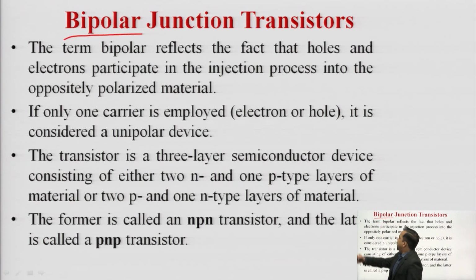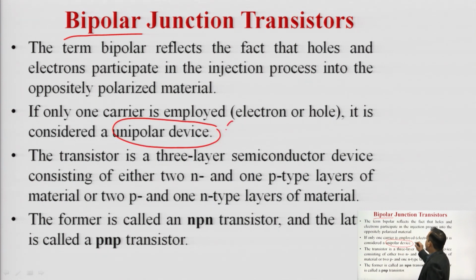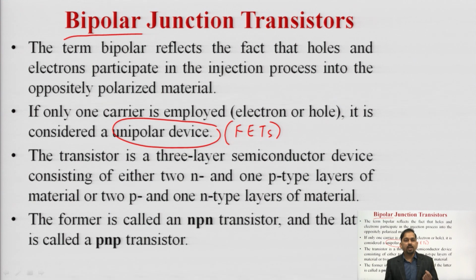This term bipolar basically stands for the contribution of holes and electrons, and if we compare this with the unipolar devices, we will see later on that unipolar devices are the MOSFET, or in a broad way we can say FETs are unipolar devices, whereas bipolar junction transistors are bipolar. It means here in the injection process, the holes and electrons both are responsible at the same time, whereas in unipolar devices either the electrons will contribute toward the current or the holes will contribute toward the current.